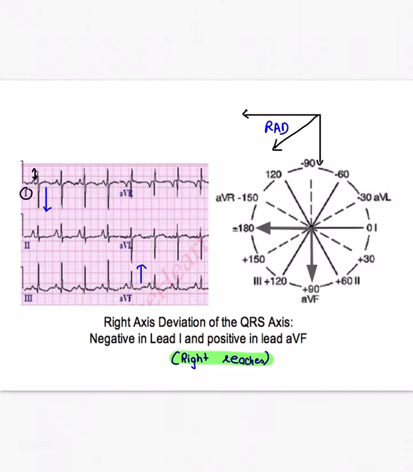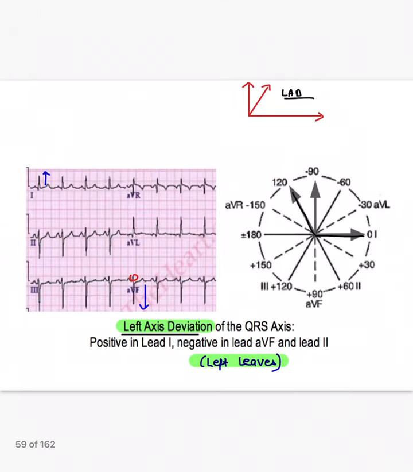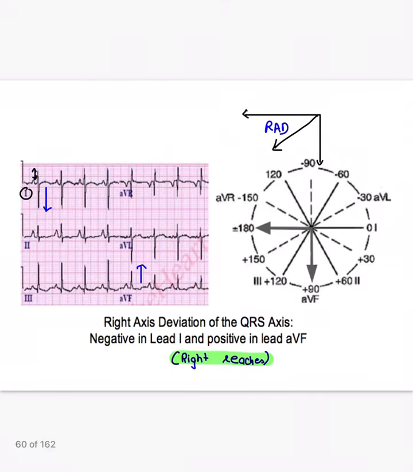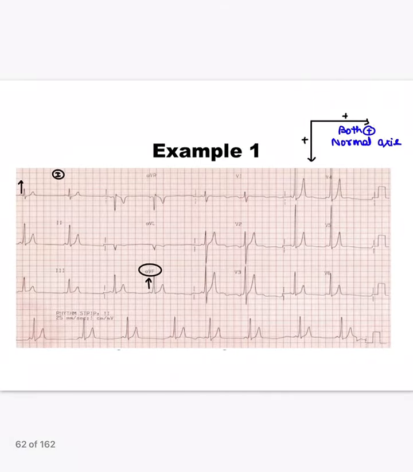So how will you remember it? There is a mnemonic. See what happens here, one graph is going up, and this AVF one is going down, means they are leaving each other. So remember, left leaves. Now coming to this one, this is going down, this is going up, that is right reaches each other. I think this helps you remember. Now we'll practice a few more questions.